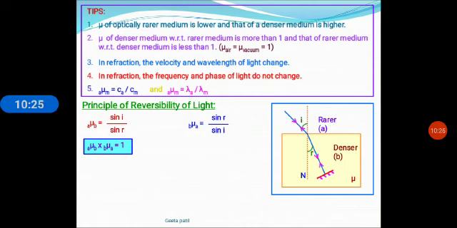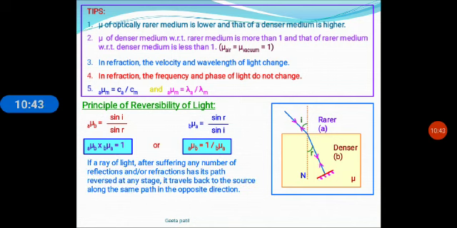If you multiply these two equations, we get mu B with respect to A into mu A with respect to B is equal to 1, or the refractive index of medium B with respect to A is always the reciprocal of the refractive index of medium A with respect to B. If a ray of light, after suffering any number of reflections and or refractions, has its path reversed at any stage, it travels back to the source along the same path in the opposite direction.